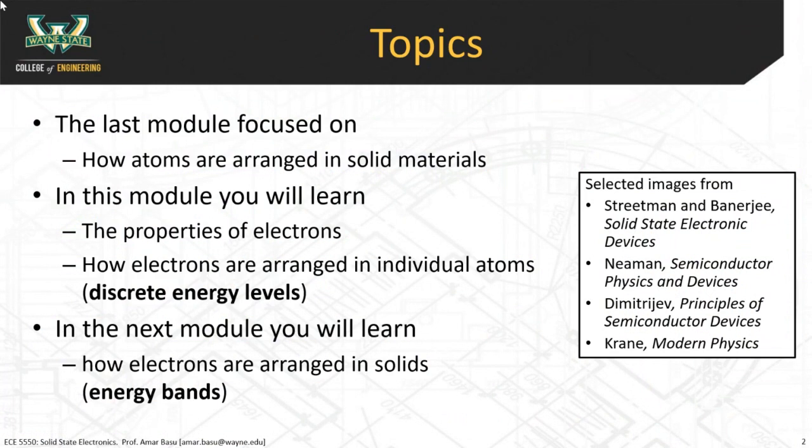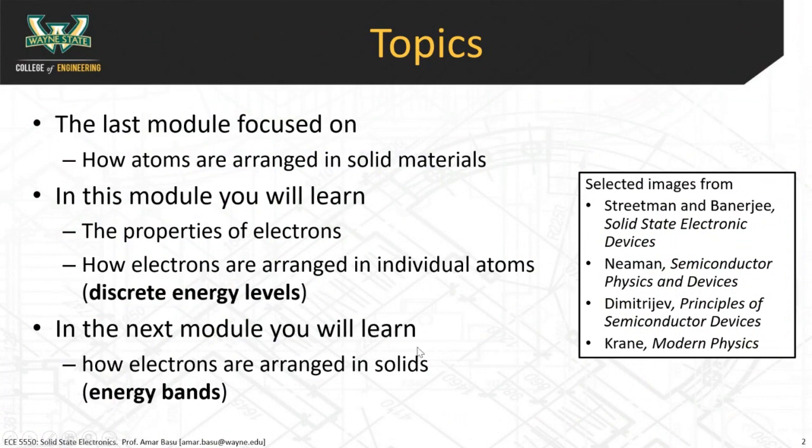So what we're going to do in this module is a simple version of that concept. We're going to look at how electrons are arranged in individual atoms, so just a single atom on its own in free space. And what we'll find is that electrons are located in discrete energy levels.